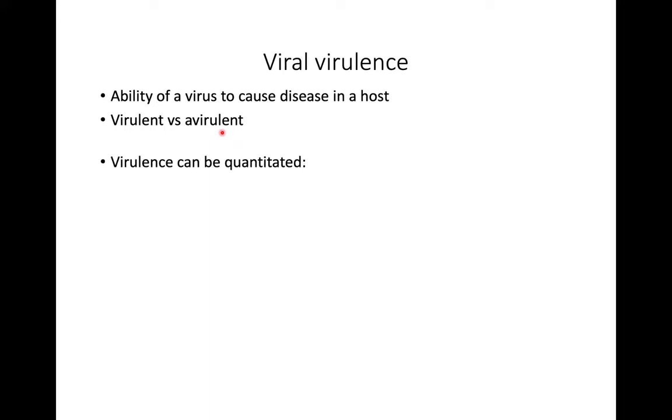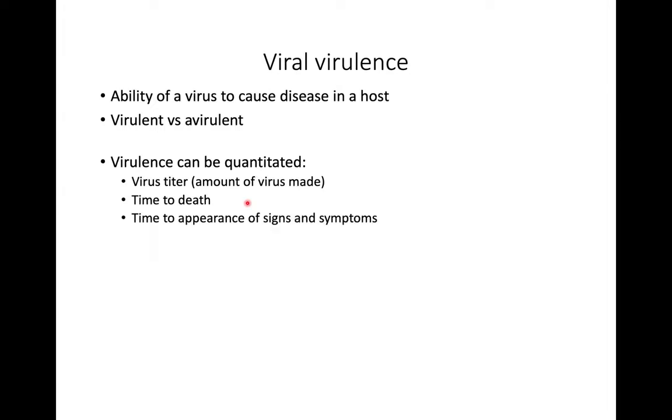And this can vary based on a number of factors, even within the same host species. Now we can actually quantitate virulence. We can put numbers to it. We can measure the virus titer, or the amount of virus being made in an animal, in a human, in a particular type of cell in culture. We can measure the time to death in our test animals or in a naturally occurring outbreak. We can look at the time to the appearance of signs and symptoms. So how long is the incubation period for a particular disease? And how severe are those symptoms?